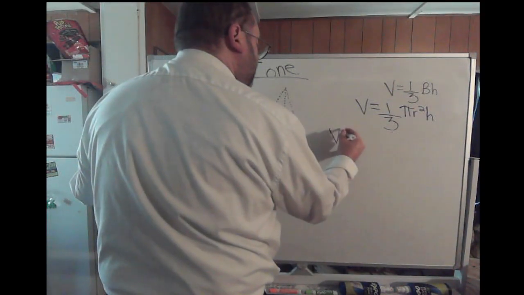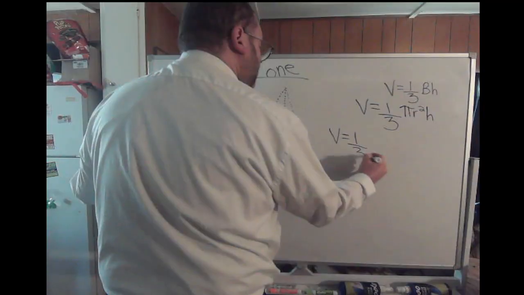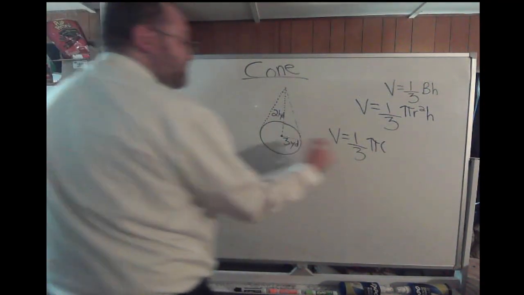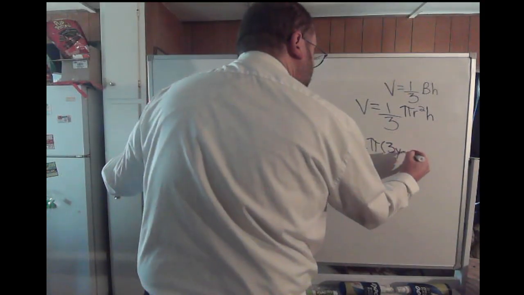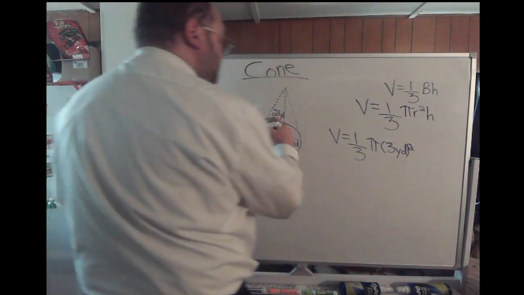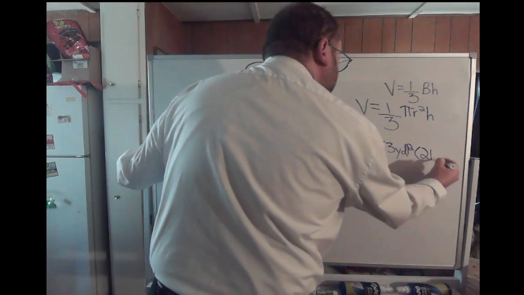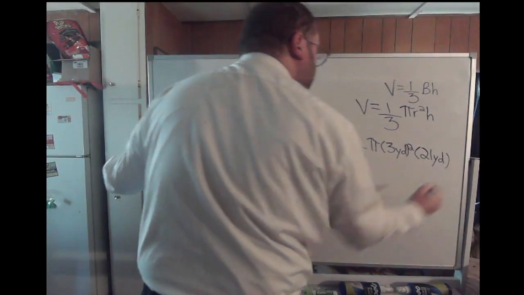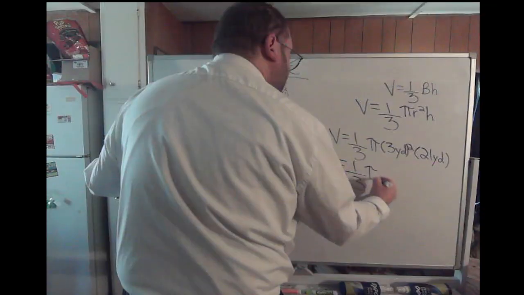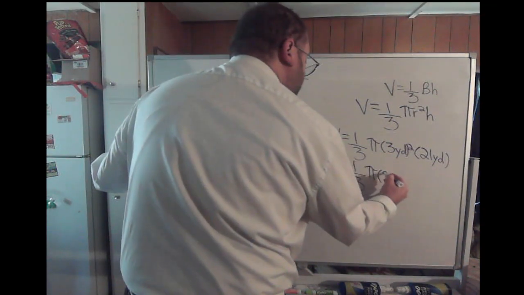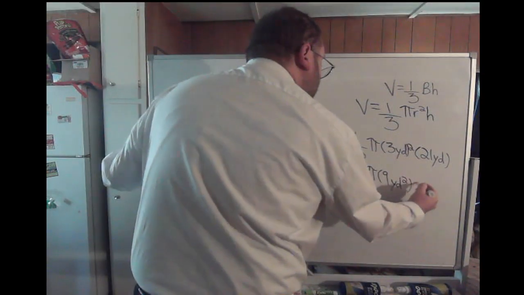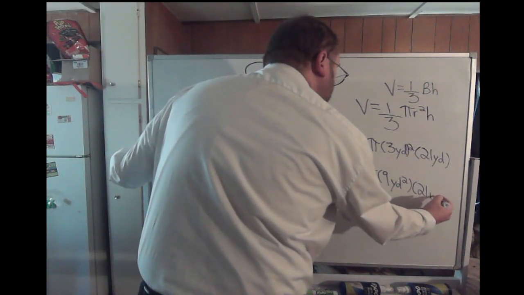Alright, so we got the volume of this being 1/3 times pi times that radius of 3 yards to the second power times the height of 21 yards, which would still equal 1/3 times pi. Now 3 to the second power, that's 9. Yards to the second power, that makes it square yards, times the height of 21 yards.